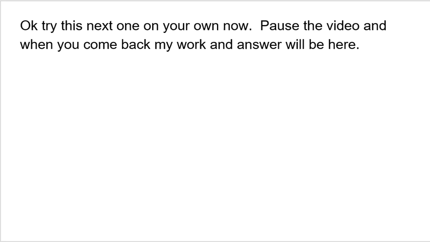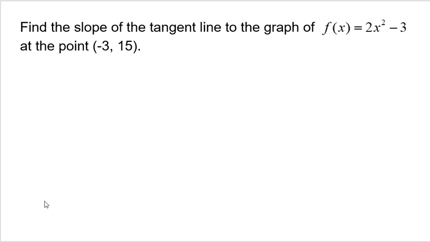All right, now I want you guys to try the next one on your own. So in a second, I'm going to reveal the next problem. Pause the video. I'll give you a moment to pause it. Try to do the problem on your own and see if you get the same answer as me. And then when you hit play, you will see the answers. So here is the question. Find the slope of the tangent line to the graph of f(x) equals 2x squared minus 3 at the point (-3, 15). Go ahead and do that now on your own. And when you come back, it will have the answer revealed.